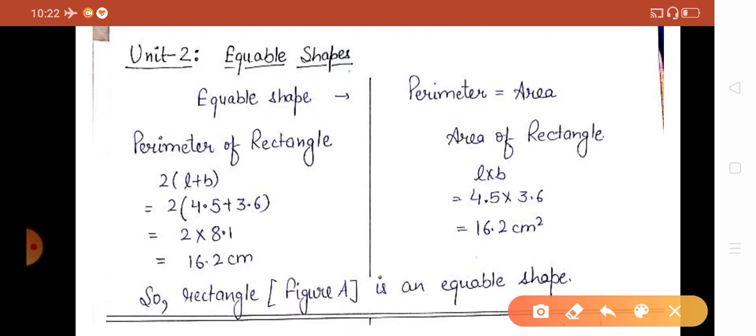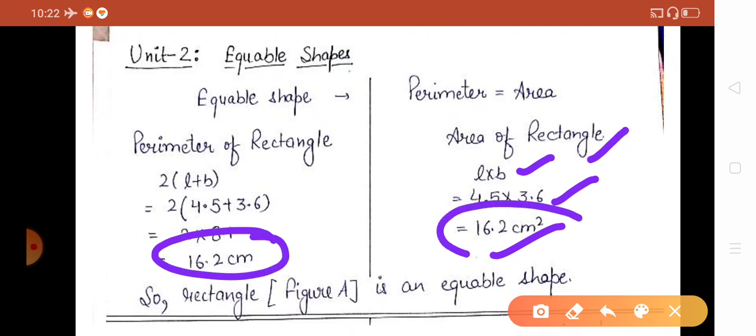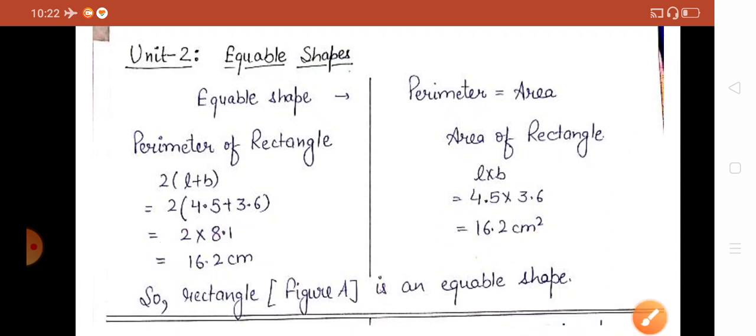Now you have to find out the area of the rectangle, and the formula for the area of a rectangle is length into breadth. As the length is given as 4.5 centimeter and breadth is given as 3.6 centimeter, when you multiply this, you will get the value as 16.2. So here you can see that the perimeter and the area both have the same value. That means this figure is an equable shape. So our figure A is an equable shape, that is confirmed. But what about figure B? So let us find out.